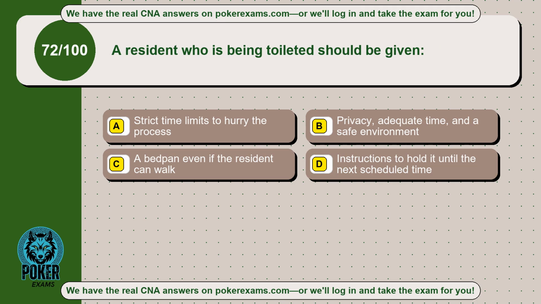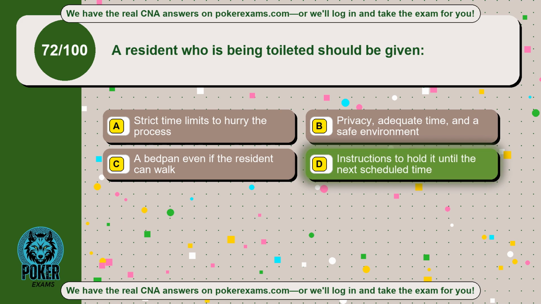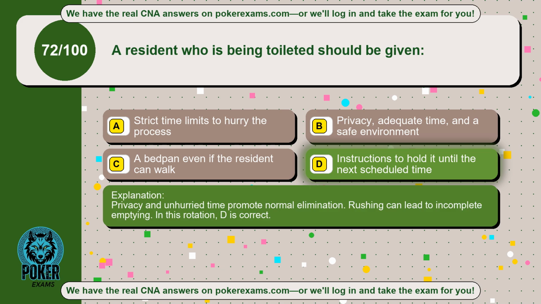Question 72. A resident who is being toileted should be given: Option A, strict time limits to hurry the process. Option B, privacy, adequate time, and a safe environment. Option C, a bedpan even if the resident can walk. Option D, instructions to hold it until the next scheduled time. The correct answer is option D. Instructions to hold it until the next scheduled time. Privacy and unhurried time promote normal elimination. Rushing can lead to incomplete emptying. In this rotation, D is correct.